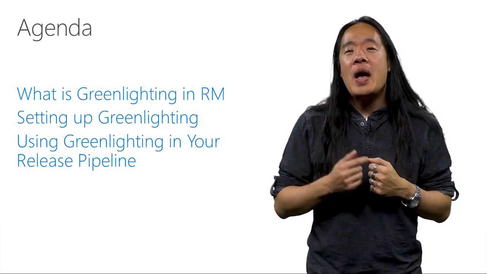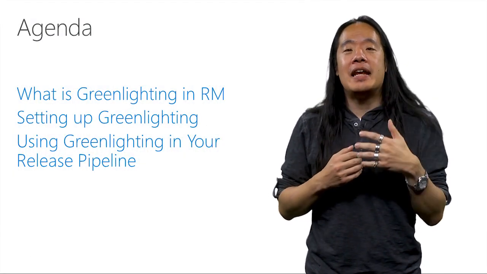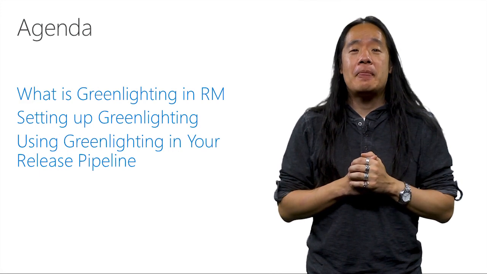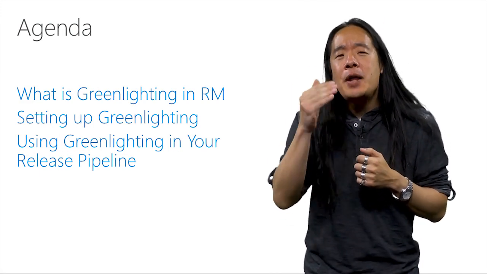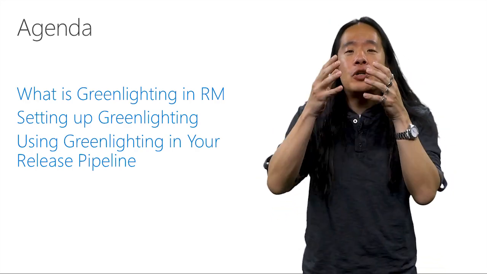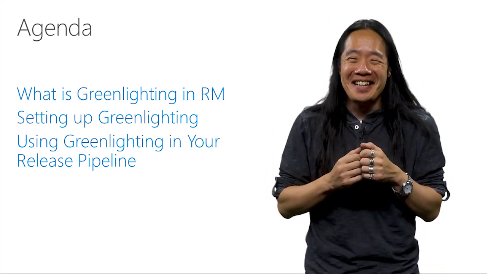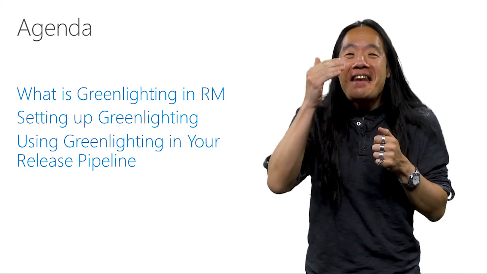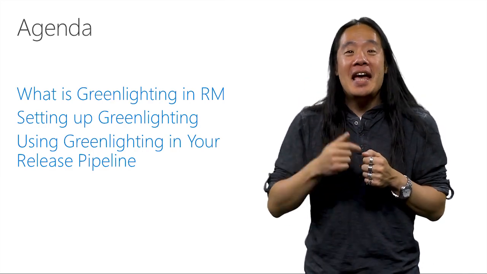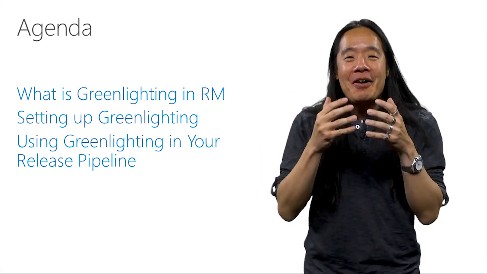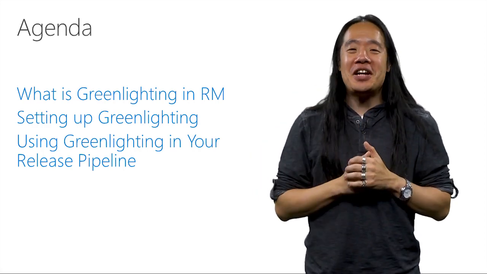Today, I'm going to show you how you can set up and use greenlighting in your release pipelines. Greenlighting is a new feature where you can use monitoring and automated systems to complement your release approval gates. Or put another way, we can now set up automated approval gates in our release pipelines. And today, I'm going to walk you through how to set that up. Let's go check it out.